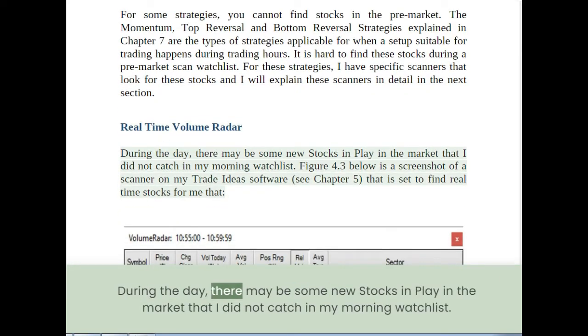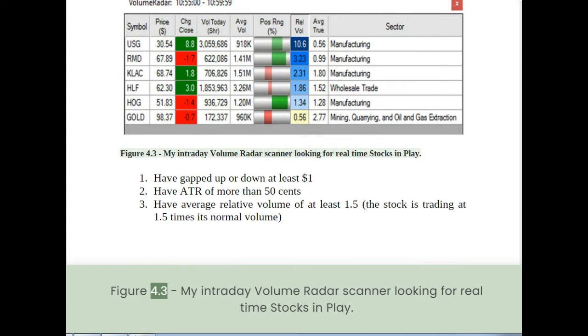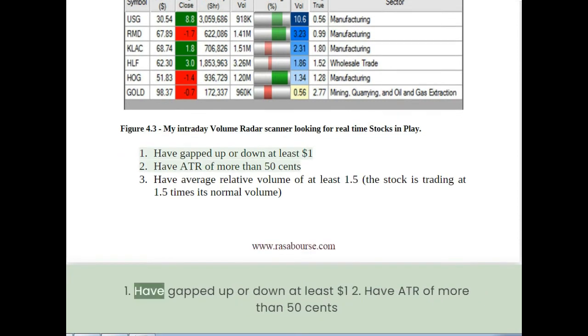Real-time volume radar. During the day, there may be some new stocks in play in the market that I did not catch in my morning watchlist. Figure 4.3 below is a screenshot of a scanner on my Trade Ideas software that is set to find real-time stocks for me. Figure 4.3: my intraday volume radar scanner looking for real-time stocks in play. 1. Have gapped up or down at least $1. 2.